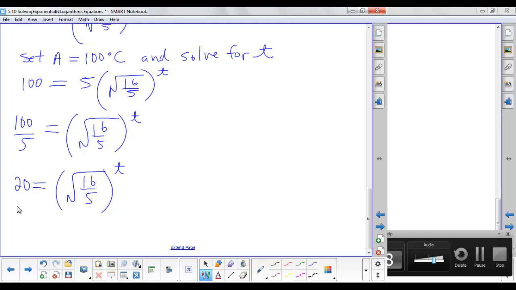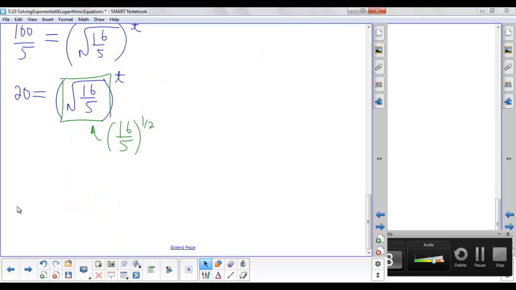One other thing we may want to consider, which would make solving this a little bit easier. We could have done this earlier, but the square root of 16 over 5 might be easier to picture as 16 over 5 to the power of 1/2. We wouldn't necessarily need to do this, but I think it makes it easier to solve for t. So this is now the equation 20 equals 16 over 5 to the power of 1/2 times t, or t over 2.